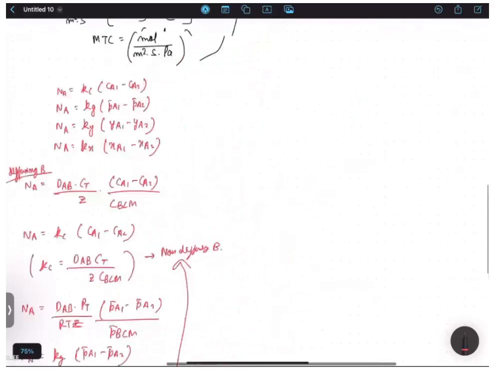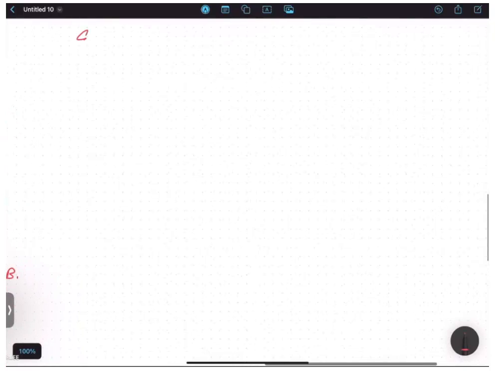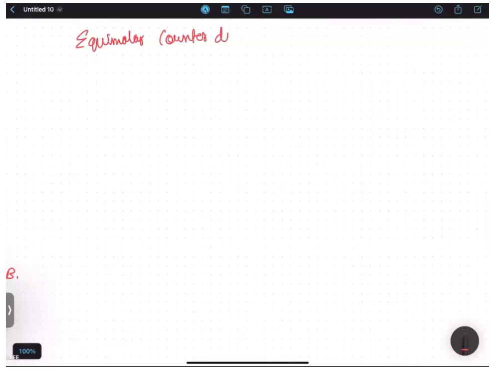Now let us take equimolar counter diffusion.